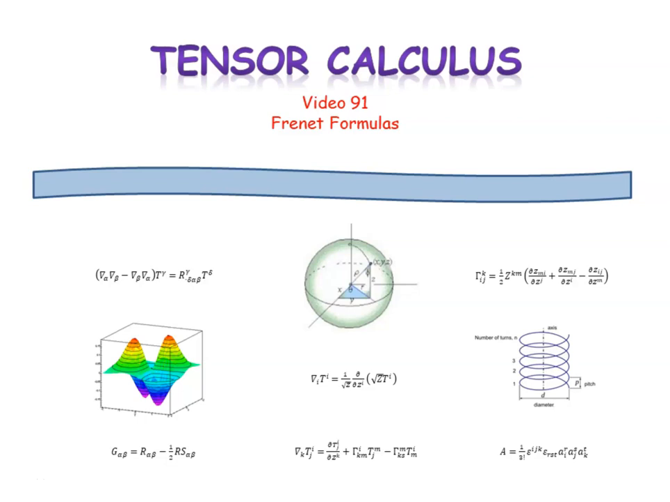This is video number 91 in our series on tensor calculus. In this video, we're going to derive the Frenet formulas. The Frenet formulas can be used to define an orthonormal basis that is roughly equivalent to the tangent space we developed while working with surfaces.